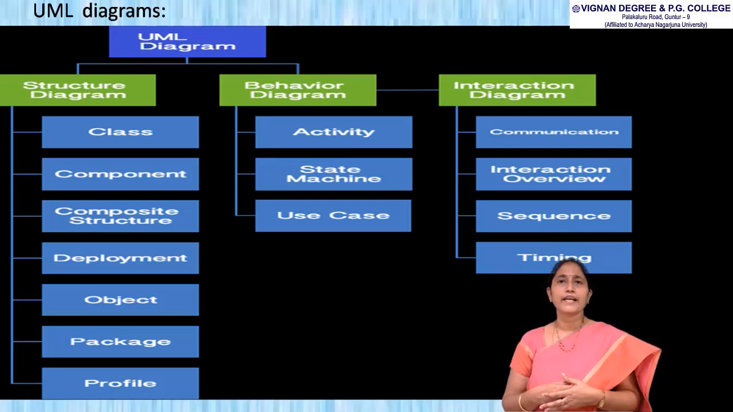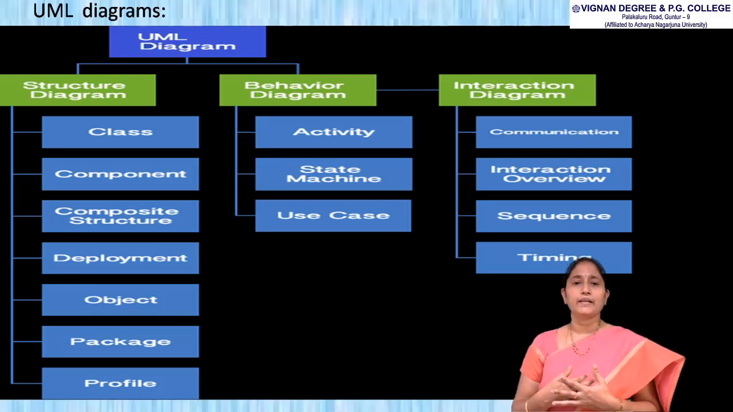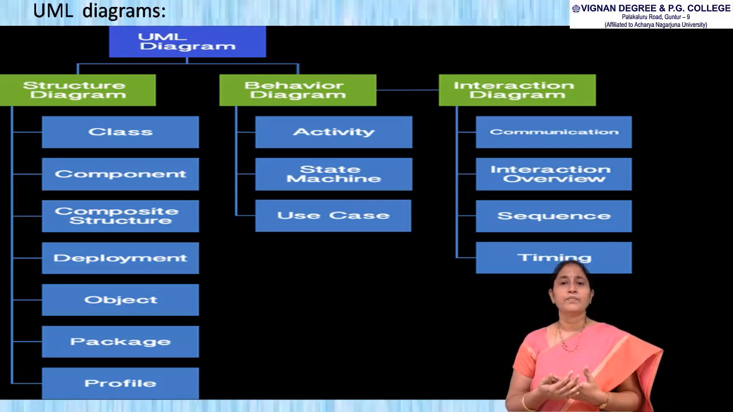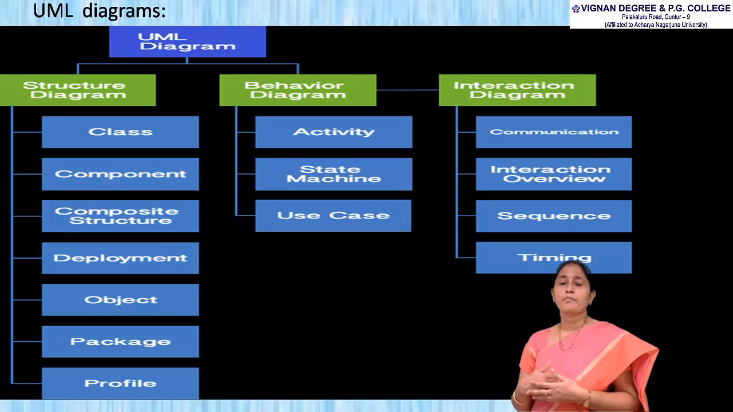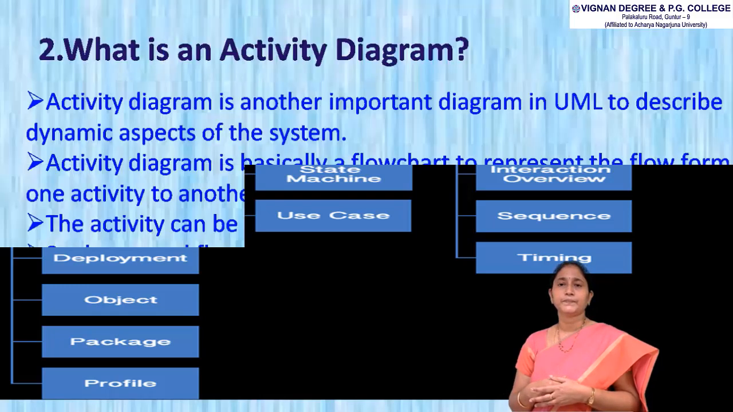Actually the UML model contains three types of diagrams. One is the structural diagram, the second one is the interaction diagram and the third one is the behavior diagram. Here the activity diagram comes under the behavior diagram. So what is the structural diagram? The structural diagram is the static part of the system. The second one is the behavioral diagram. It shows the dynamic behavior of all objects in a system, including changes to the system over time. And the third one is the interaction diagram. It can be thought of as a subset of behavior diagrams.